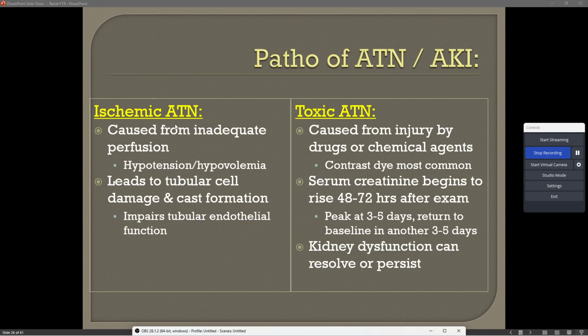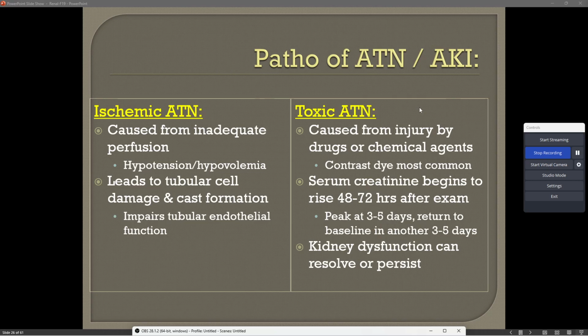We don't really need to go into this too much. Ischemic is just how it sounds. Clot, lack of blood flow, lack of perfusion, related to hypotension, hypovolemia, tubular cell damage, and cast formation results in impaired endothelial function. Because remember, all those tubules have cells lining them, and if they get damaged, they are impaired. Toxic injury caused by drug or chemical, contrast dye is common.